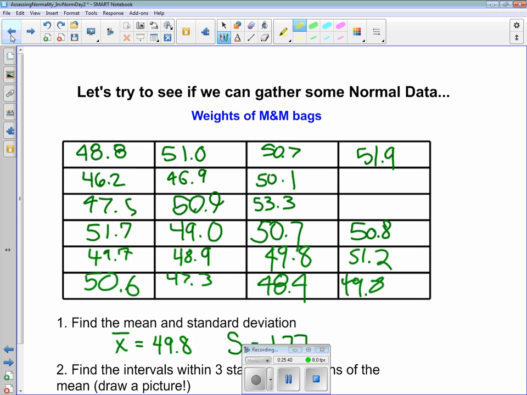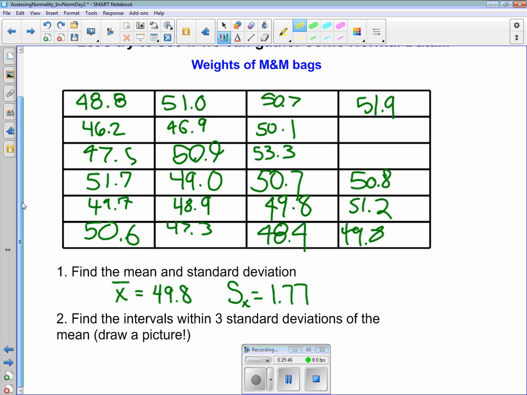I got 45. Well, that's when you get angry at M&M Mars and say, I didn't get enough M&Ms in my bag, okay?